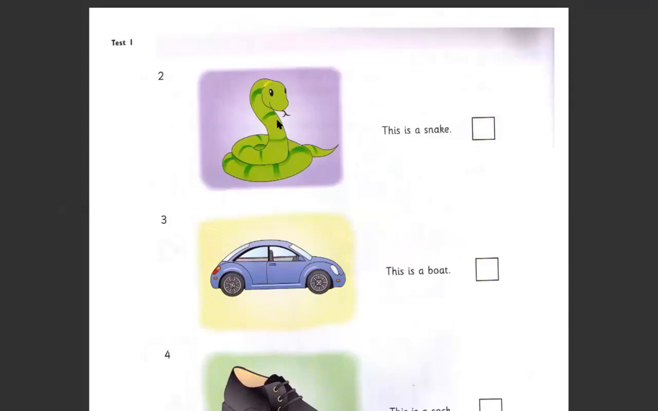Now look at this and tell me, yes or no? Is the sentence given there in the picture? Yes, there is a snake. So you should put a tick in front of the box. So everyone write, this is a snake. In front of it, you want to put a tick.